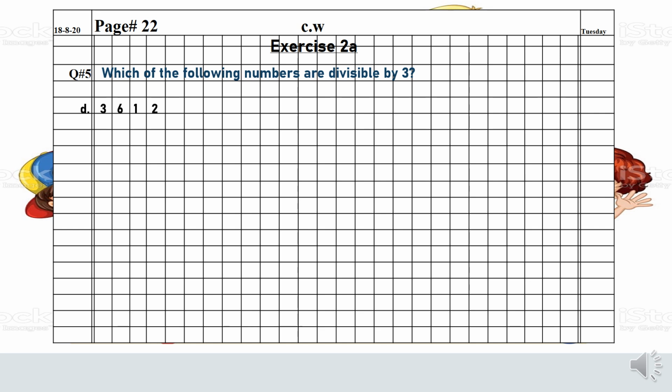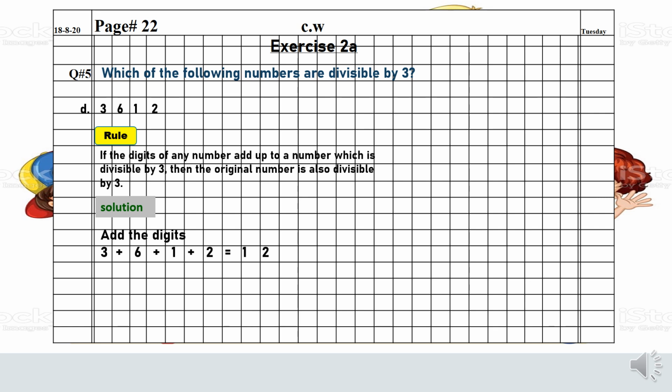Question number 5, part D, 3612. Rule: if the digits of any number add up to a number which is divisible by 3, then the original number is also divisible by 3. Solution: add the digits. 3 plus 6 plus 1 plus 2 is 12. So 12 comes in the table of 3. Yes, it is divisible by 3. So automatically 3612 is also divisible by 3.